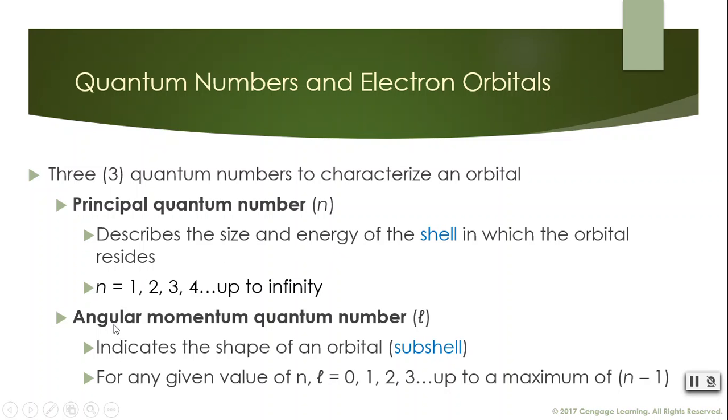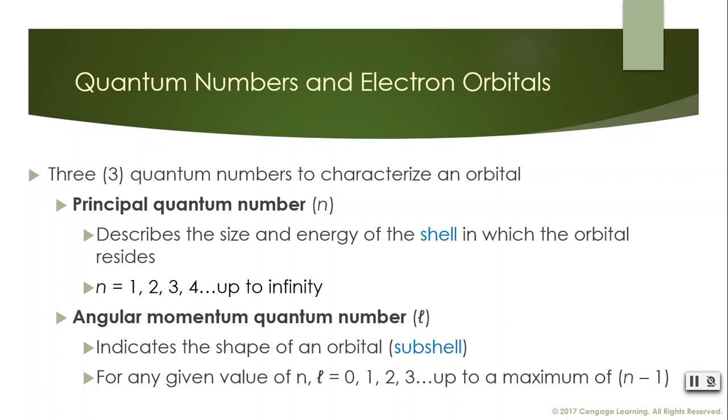And one other point, principal quantum numbers that are larger have more energy. Specifically, an n value of 3, that shell is going to have more energy than an n value of 2 or 1. So that's the first quantum number, the principal quantum number.